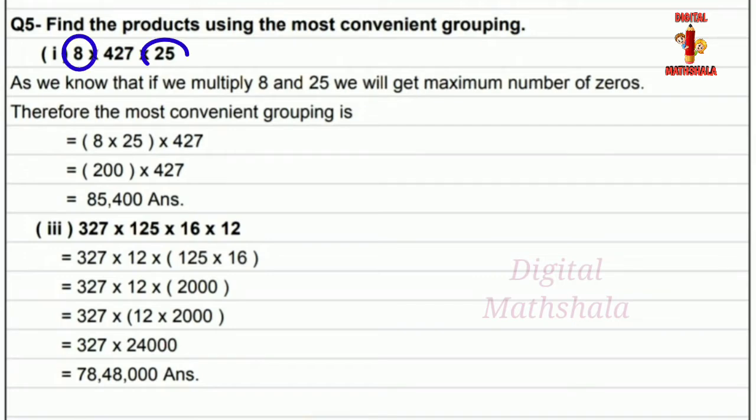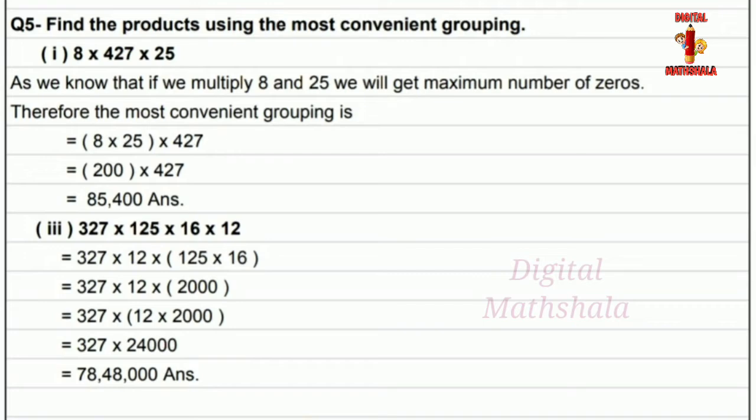When we multiply 8 and 25, we will get 200. So here we will write 8 into 25 in the bracket, and then we will multiply by 427, which is outside the bracket. When we multiply this, we will get 85,400 as the answer.